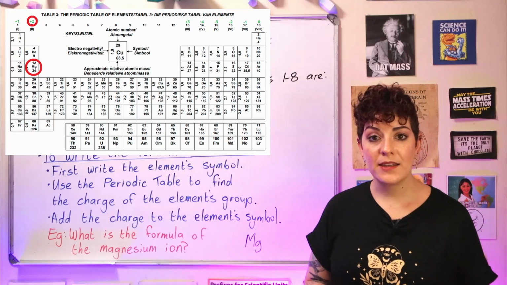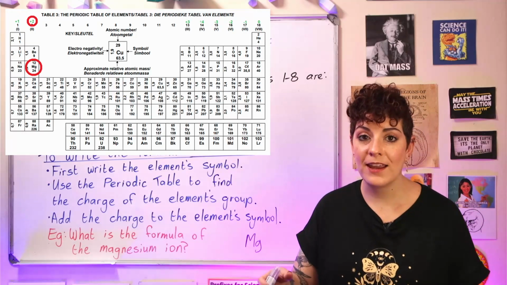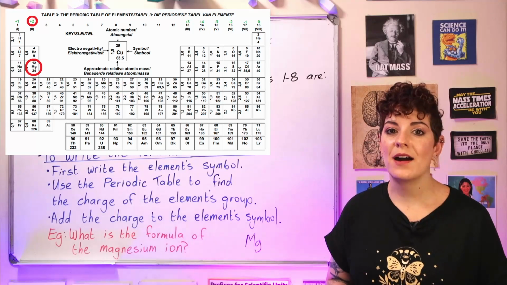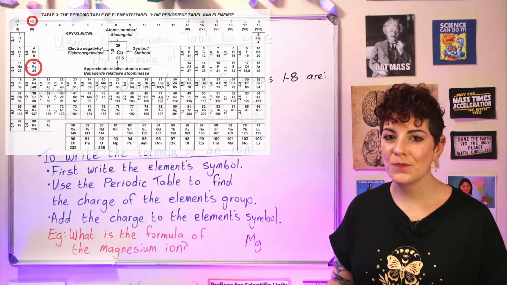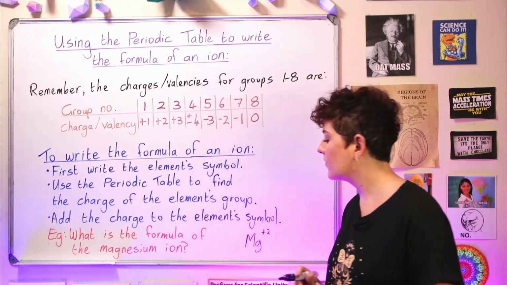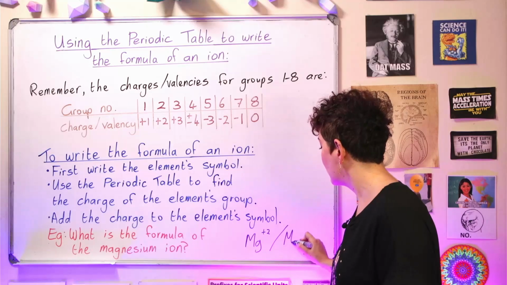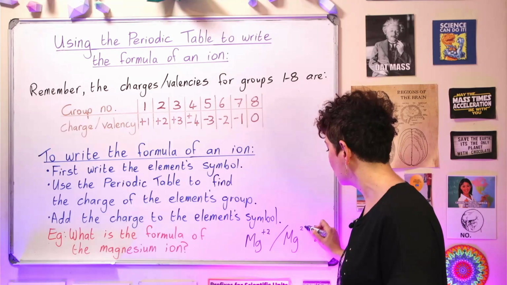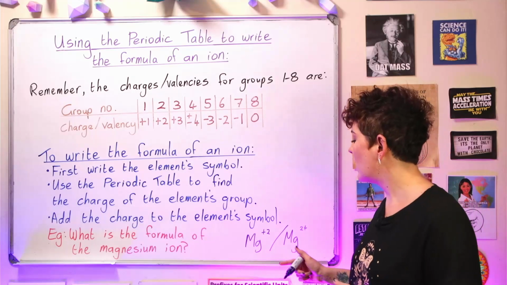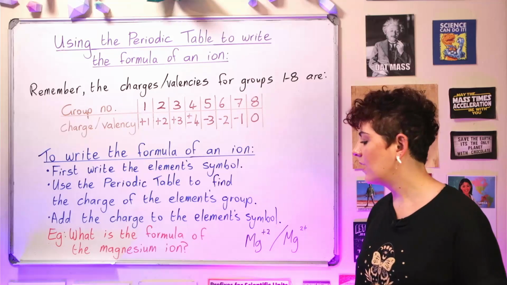Now, because magnesium is in group 2, and group 2 has a charge or valency of +2, we know that the charge of the magnesium ion would be +2. So I now add that charge in the top right-hand corner of the symbol. But remember, it is also correct to write the number first and then the charge. So the formula of the magnesium ion, you can either write as Mg +2 or Mg2+.